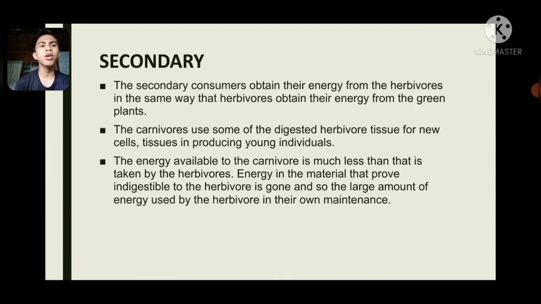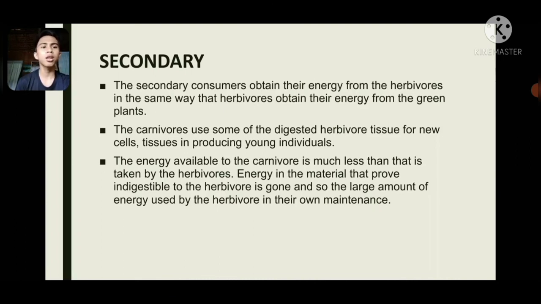Secondary. The secondary consumers obtain their energy from the herbivores. In the same way, the herbivores obtain their energy from the green plants. The carnivores use some of the digested herbivore tissue for new cell tissue in producing some individuals. The carnivore is also called a meat eater. For example, carnivores are lion, wolf, cheetah, and leopard. The energy available to the carnivore is much less than that taken by the herbivores.